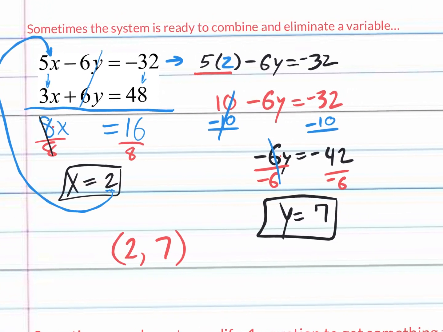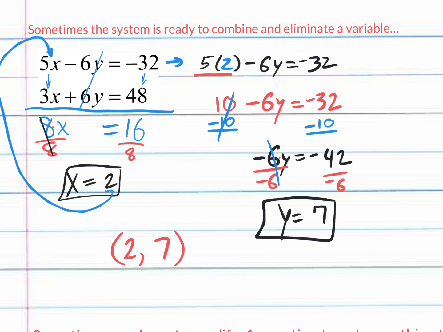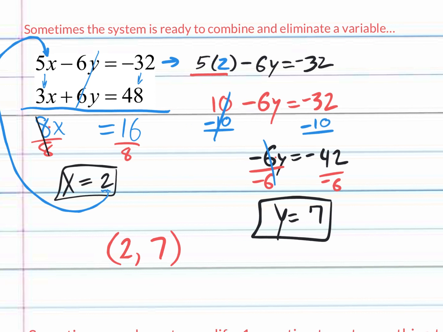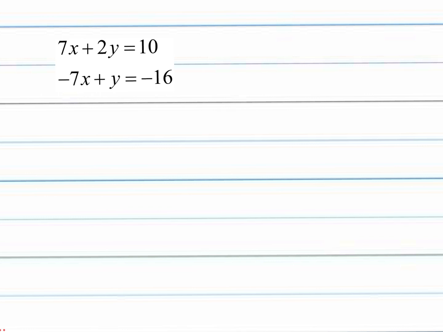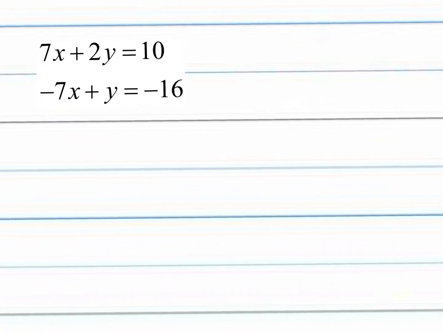But this was an example of step 1 and step 2 already being done for you. They're already lined up, it's already organized. It's already even ready to combine and eliminate, right? So I have another system right here. I'm going to pause it, and I'm going to allow you to try it. It's the same situation. They're already lined up, it's already organized, and it's already ready to combine and eliminate a variable. You don't have to do anything to this. It's ready to go. So I'm going to pause it, and you guys work on it.